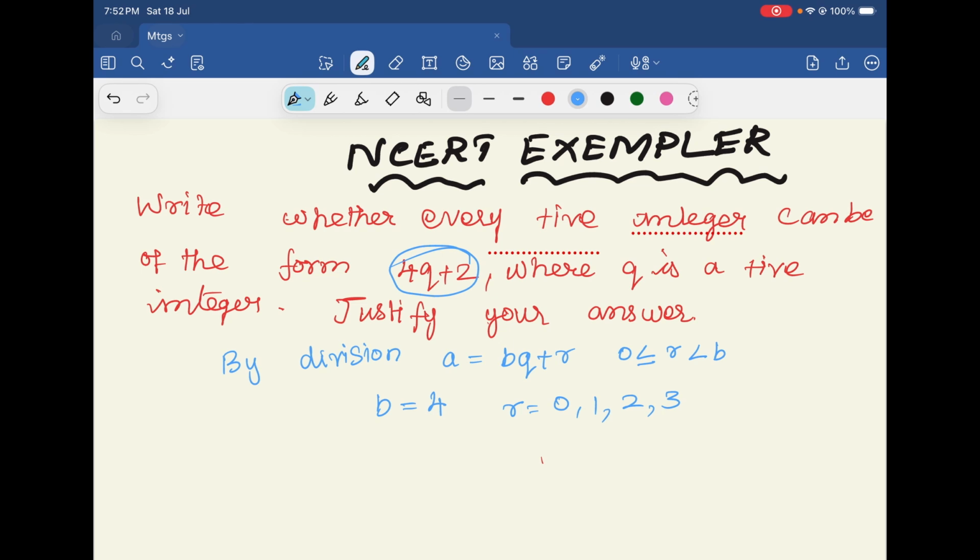So now this can be written as 4q, 4q plus 1, 4q plus 2, 4q plus 3. So what is the answer? Here it is given the form 4q plus 2, but here we have 4q plus 1, 4q plus 2, 4q plus 3. So what is the answer? The answer is no.